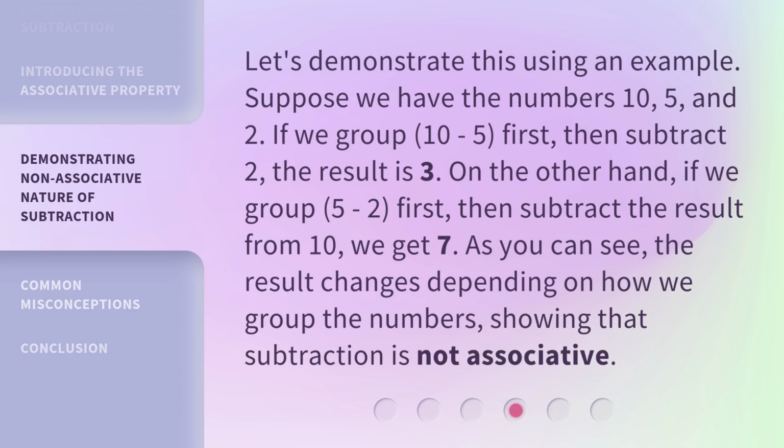Let's demonstrate this using an example. Suppose we have the numbers 10, 5, and 2. If we group 10 to 5 first, then subtract 2, the result is 3. On the other hand, if we group 5 to 2 first, then subtract the result from 10, we get 7. As you can see, the result changes depending on how we group the numbers, showing that subtraction is not associative.